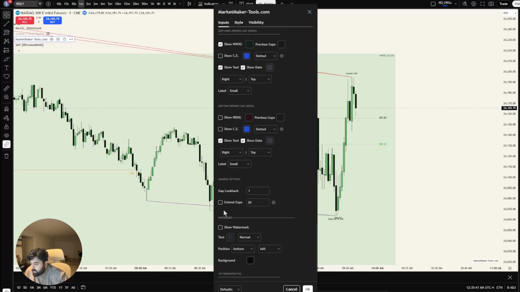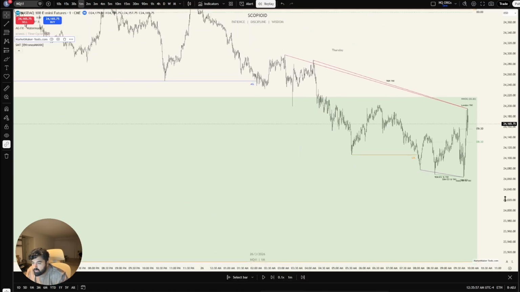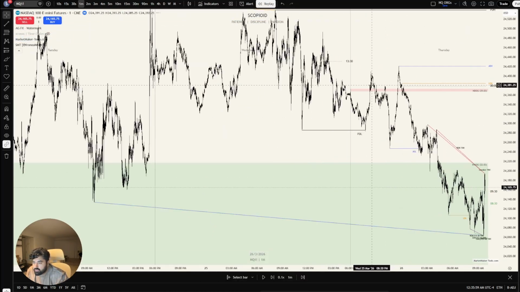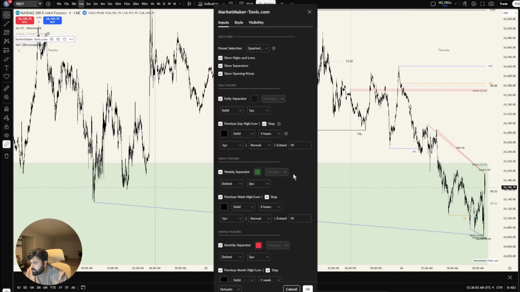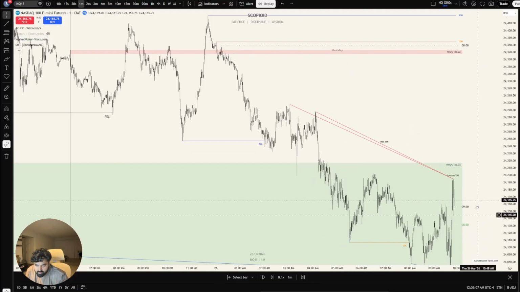Now there are other gaps as well. How much you want to extend it? Extended gaps 20. You can add more gaps. How many times you want to look back? Then you can also add new day opening gap, right? You can see them over here. You see new day opening gap is here, and it helps. I don't have to draw them on my own. So that is one thing about this indicator.